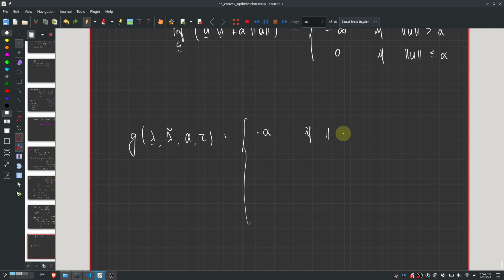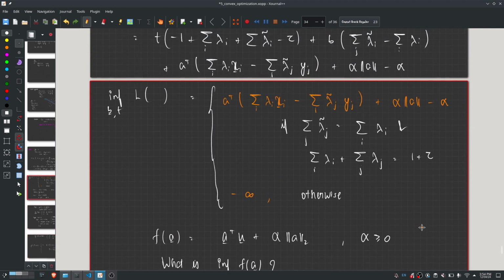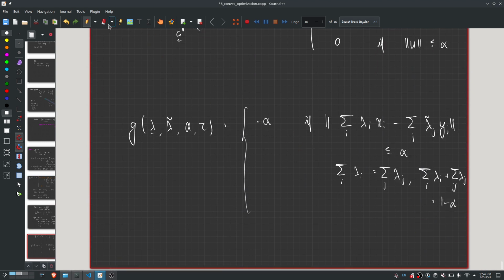If the 2 norm of summation over i lambda i xi minus summation over j lambda tilde j yj is less than or equal to alpha, and I had the other constraints, which was that summation over i lambda i is equal to summation over all j lambda j, and summation over i lambda i plus summation over j lambda j is equal to 1 plus tau. That's equal to minus infinity otherwise.